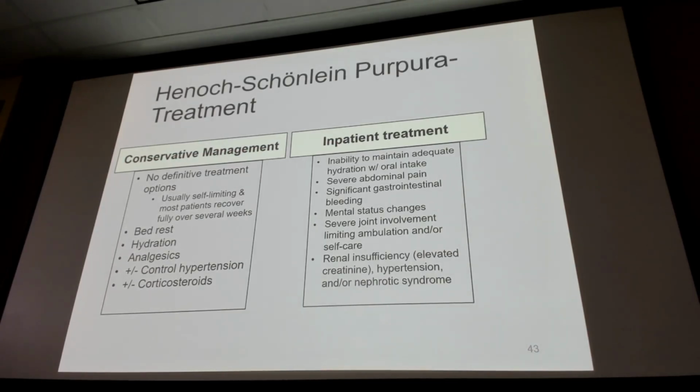Henoch-Schönlein purpura. Remember that there's no real definitive treatment options. We talked specifically in lecture that there's no evidence to suggest that putting somebody with Henoch-Schönlein purpura on steroids is helpful, right? Conservative management, self-limiting: bed rest, hydration, analgesics. I'll say it again: bed rest, hydration, analgesics.